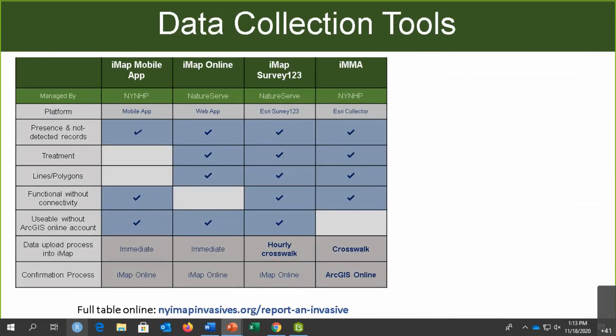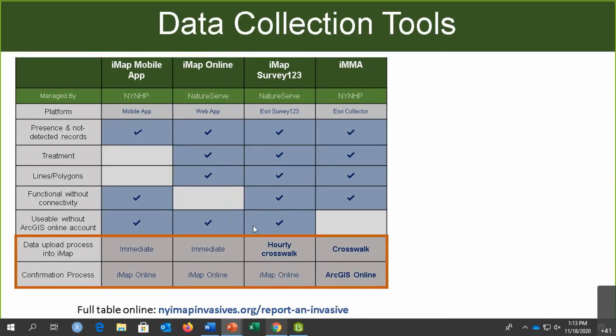And if you want to look into more detail about what the different capabilities of each of these tools is, you can go to this link down here, nyimappinvasives.org/report-invasive, and see the full table. One other thing I'm going to point out are these bottom two rows. This goes over what happens to records after you report a record using each of these tools.